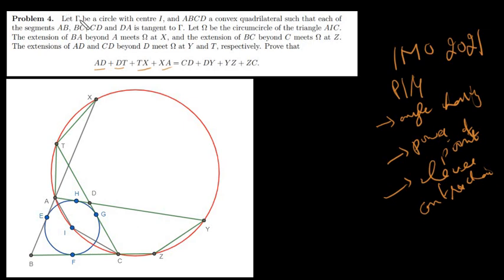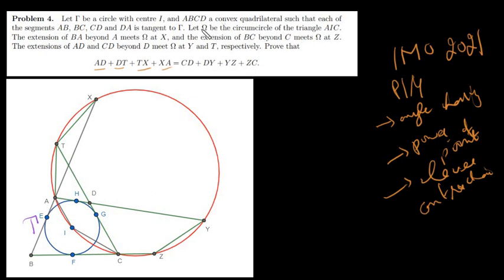So we have a circle here. This is the small circle, and basically we have a tangential quadrilateral here. So the 4 sides of this quadrilateral are all tangent to this circle. And in the center of the circle is I. So this is the circle, and we have our tangential quadrilateral, which is ABCD.